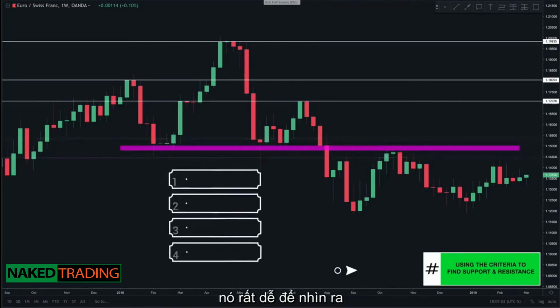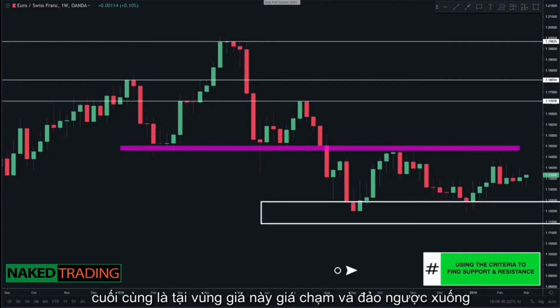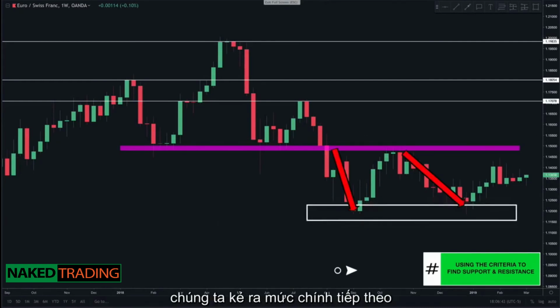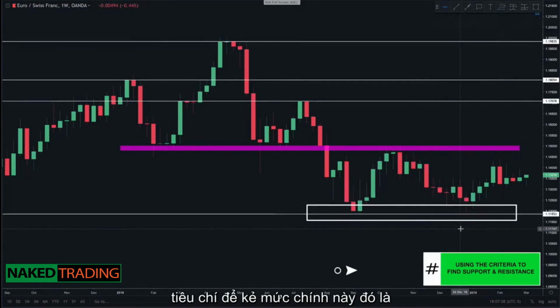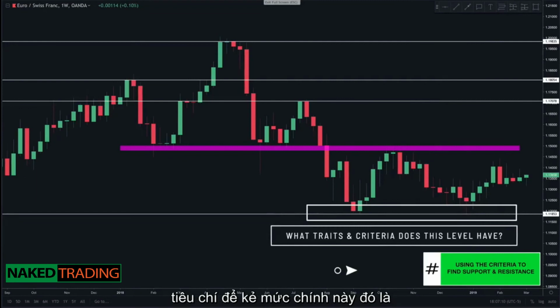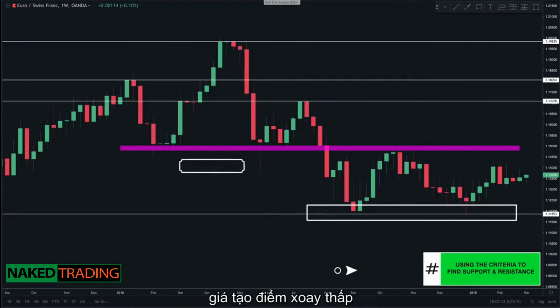So moving on down to our final level. We notice this level here where price came down, hit, and reversed from, so we draw it in. Again, what criteria does this level satisfy? 1, it is the extreme swing low.